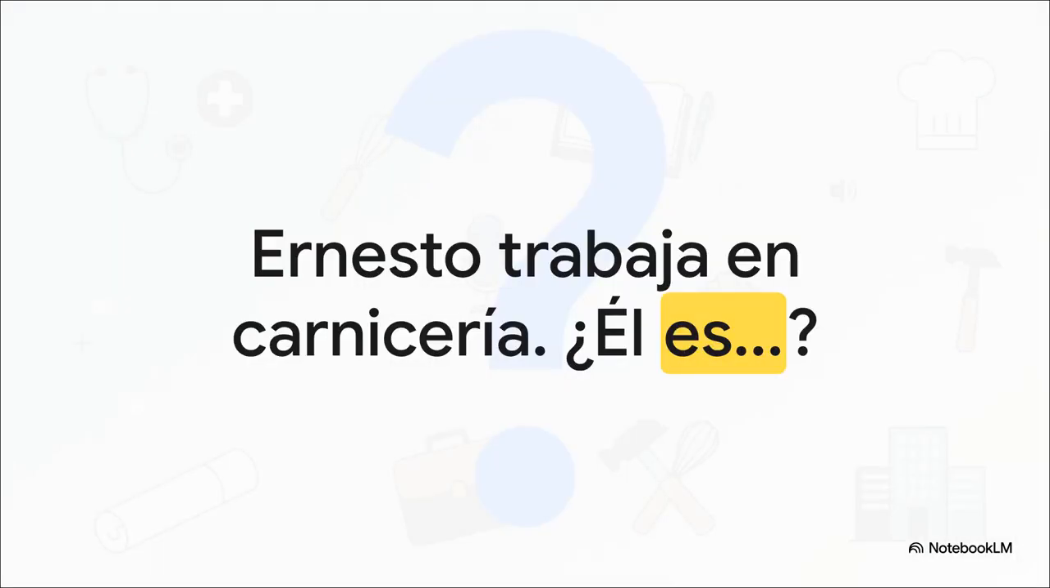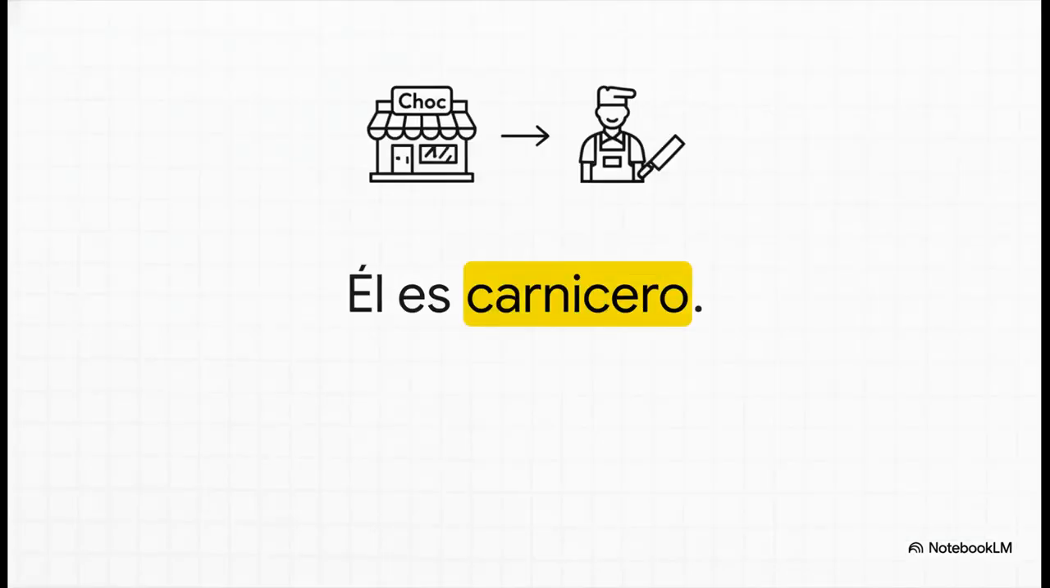And here is our final workplace mystery from the exercise. Number 12. Ernesto trabaja en una carnicería. Ernesto works in a butchery. Remember that sneaky little linguistic pattern we talked about with the suffixes? Go ahead and construct the sentence. Él es carnicero. He is a butcher. Bam! Fantastic job. Seriously, if you recognize that pattern between the location, the carnicería, and the worker, the carnicero, you are truly thinking like a Spanish speaker now.